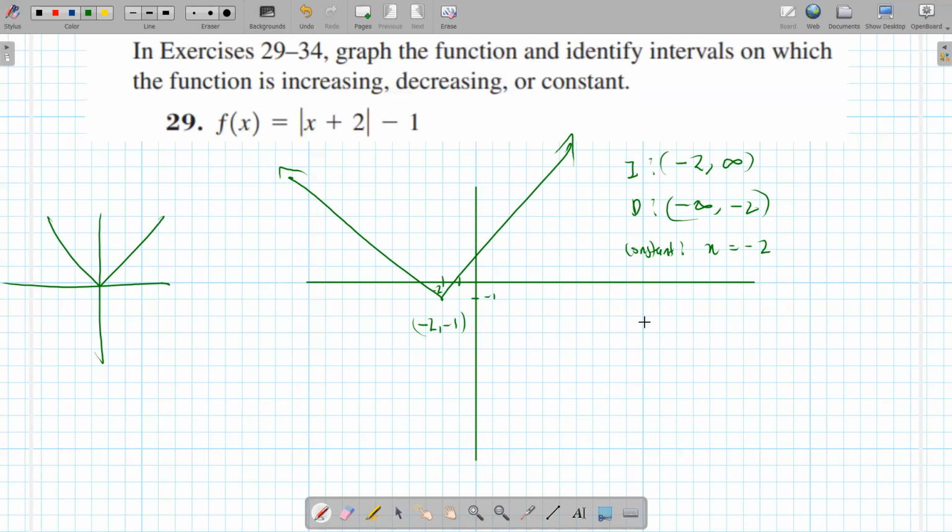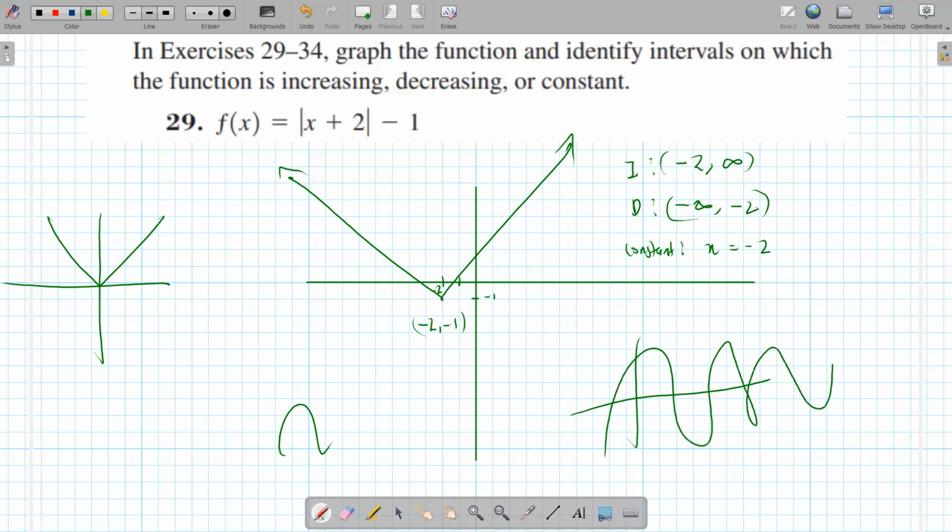And then constant. What's constant? Constant means where the slope is 0. So at this point, when the slope is 0. So every turning point, the slope is 0. It doesn't matter if it's curved or if it's pointy, you see? Like something like this. All these points, the local mins or maximums, the slope is 0. It's neither increasing nor decreasing, it's constant.